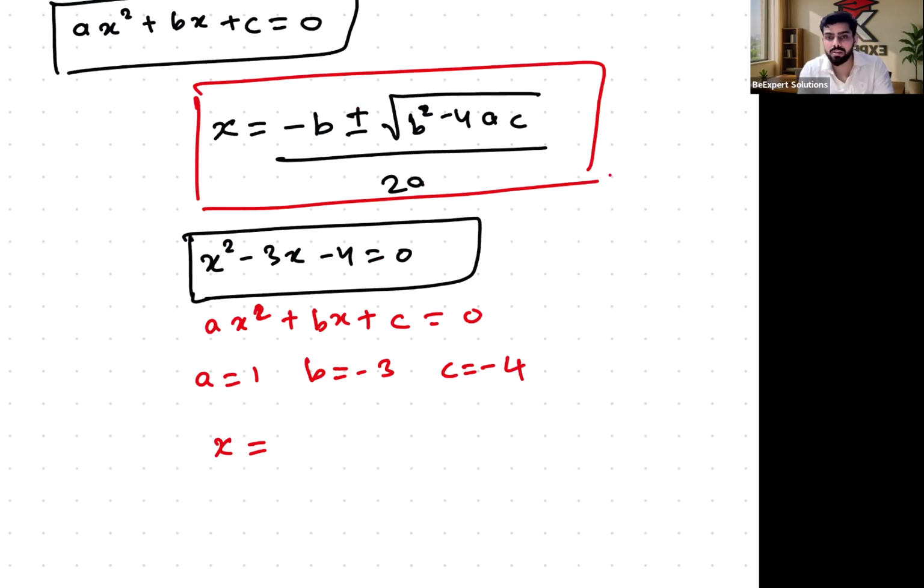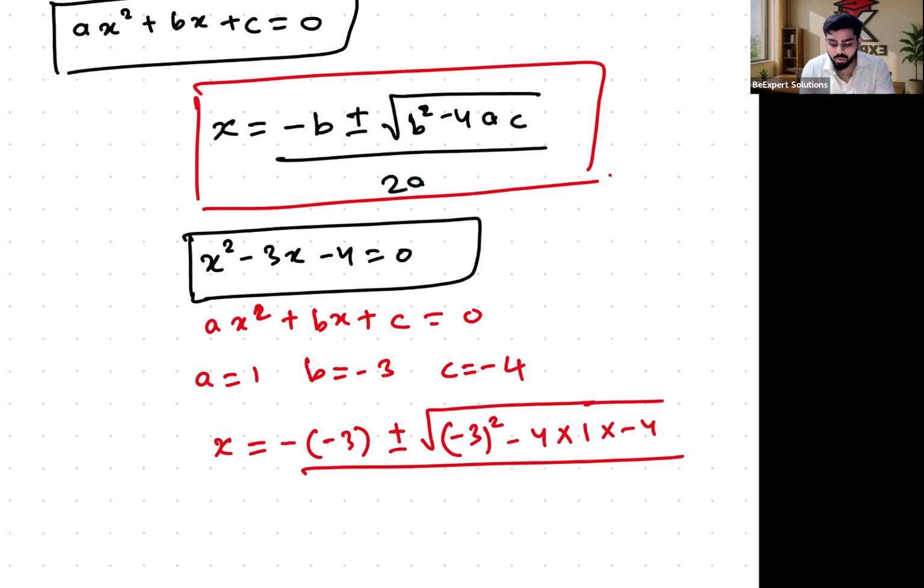You just have to put in minus b, which is minus 3. So that automatically becomes plus 3, because minus minus is plus. So you can just write down plus 3, or you can write down minus 3 first. Plus minus the square root of b square. b square is minus 3 square. This is b square minus 4 times a times c. So minus 4 times a times c, divided by 2 times 1.